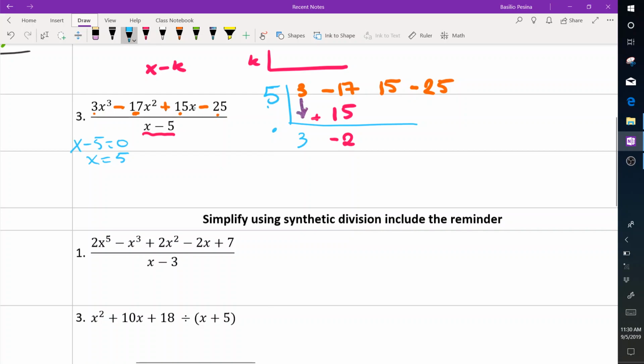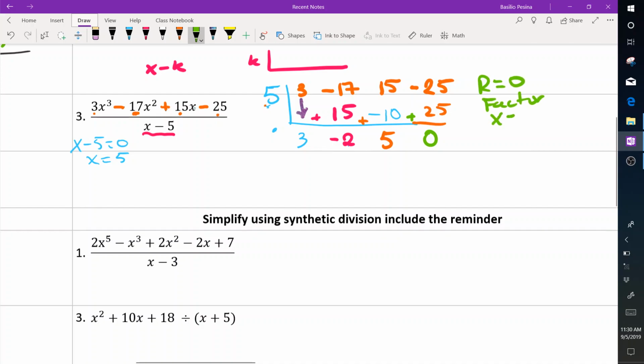Then I repeat the process. 5 times negative 2 gives me negative 10. Then I add one more time. 15 minus 10 gives me a positive 5. And I multiply 5 times 5, that gives me 25. Then I add these together, and I get negative 25 plus 25 is 0. So when the remainder is equal to 0, we have a factor.